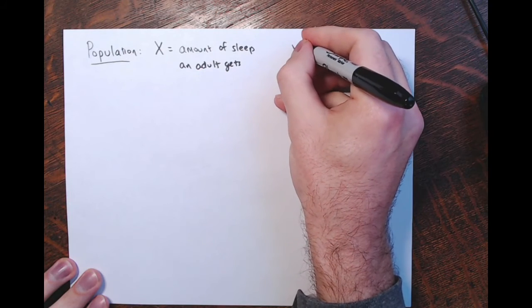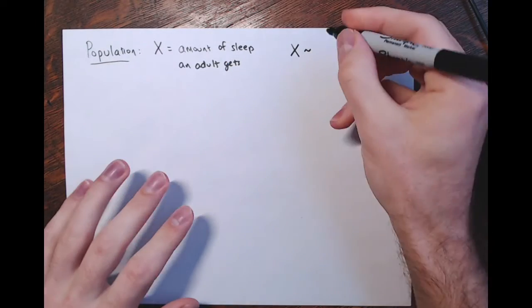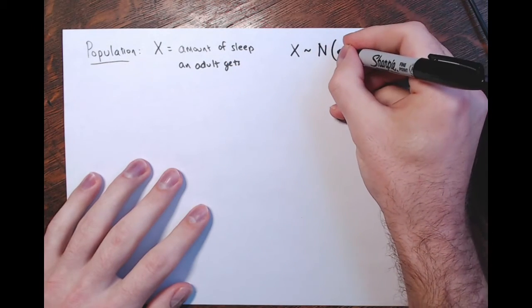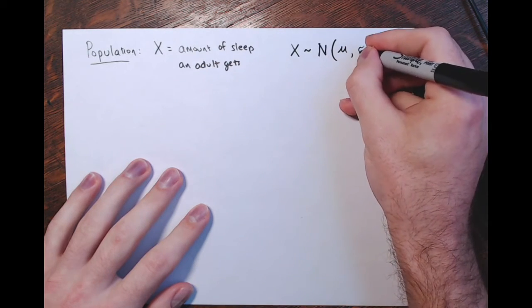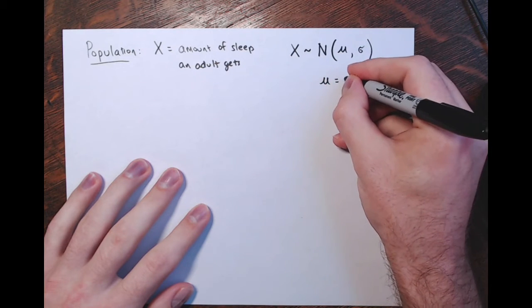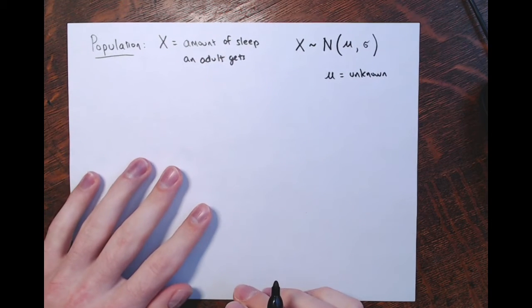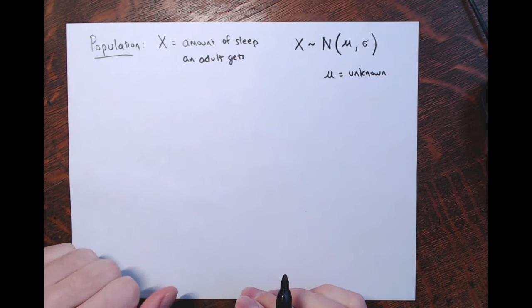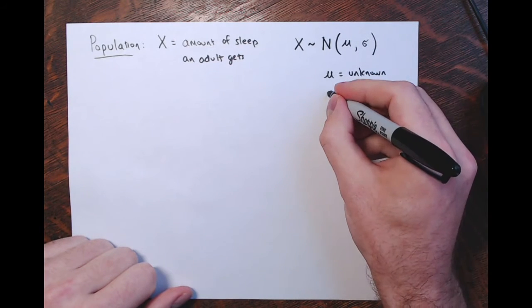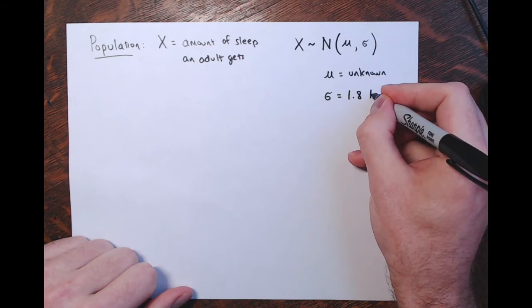And they're telling us that x, the amount of sleep an adult gets each night, is normally distributed with an unknown mean mu and a standard deviation sigma, where mu is unknown, because this whole homework has been on creating confidence intervals. And a confidence interval is what we use to guess what a population mean or a population proportion is. Mu is unknown, and the standard deviation was given to us. They said suppose we know that the standard deviation sigma is 1.8.